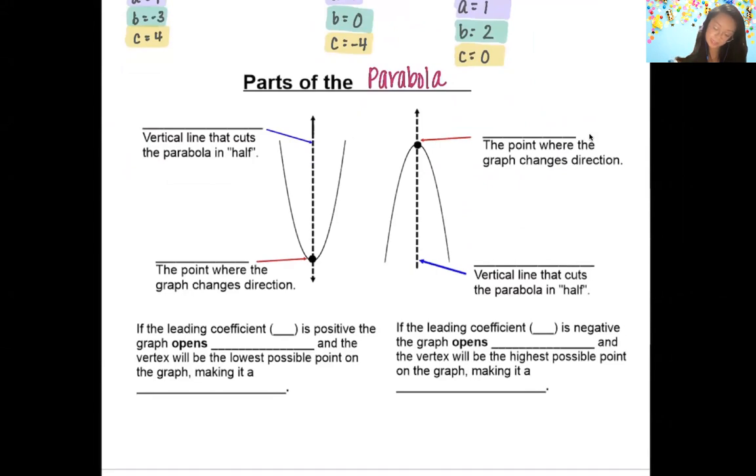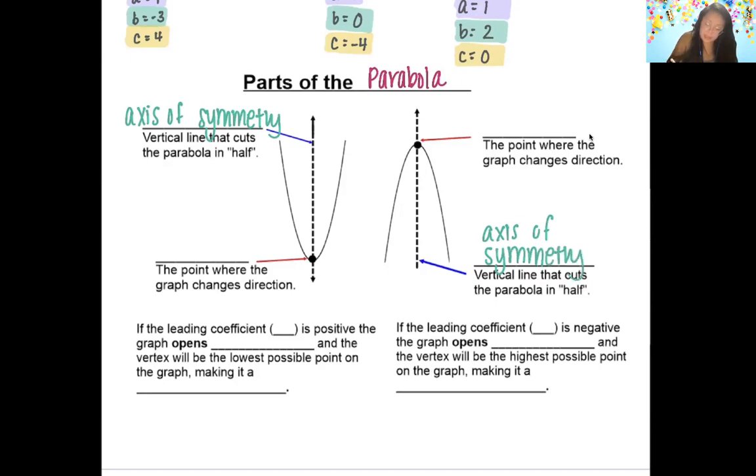The vertical line that cuts our graph in half, or parabola in half, is called our axis of symmetry. And our parabola can look happy, or it can look sad, like this one. And this is still our axis of symmetry. Okay, they're just two different versions of what a parabola can look like. So one on that side, the happy side, and then the sad side. And then the point where a parabola changes direction, that is called our vertex. Okay, really important for us to know these parts.